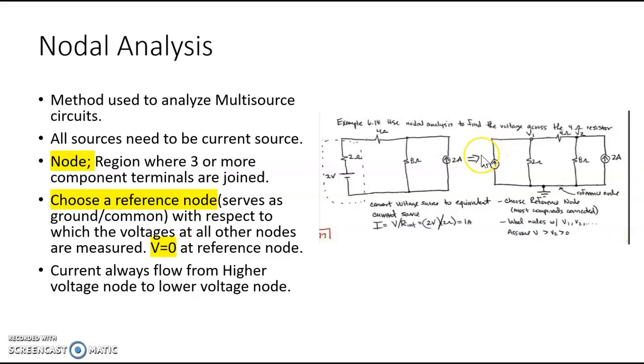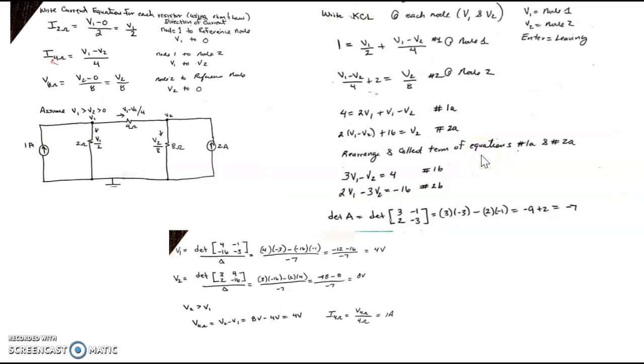So let's move on to the next one, and right here, I'm going to write the currents for each single point. So I'm going to do nodal analysis or KCL at this point right here. I'm going to say that this current is coming into the node, so it's positive.